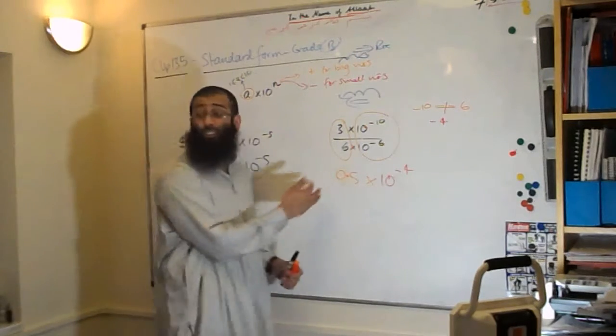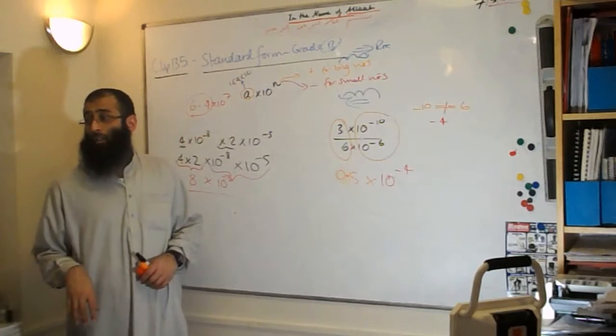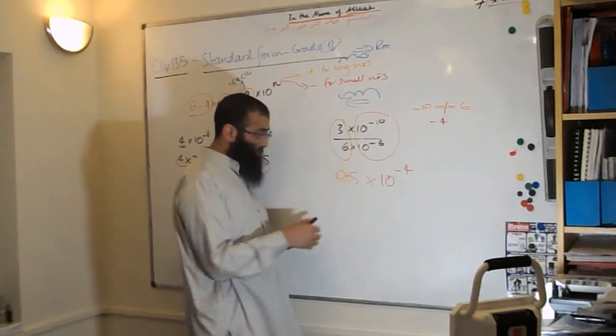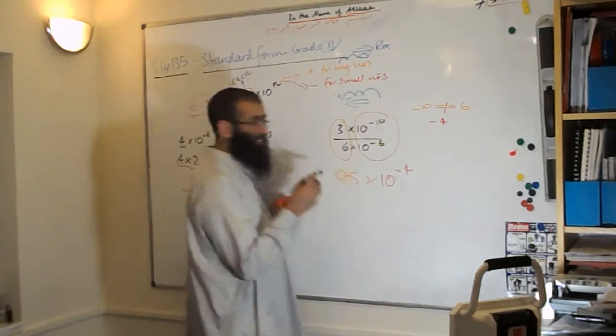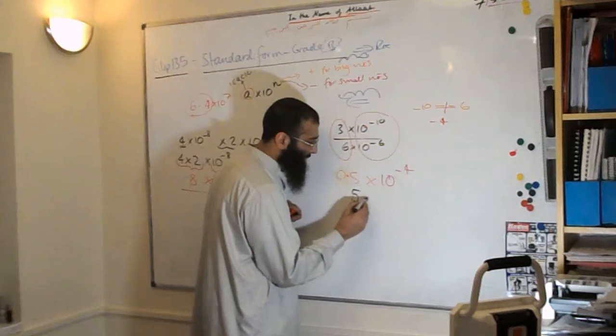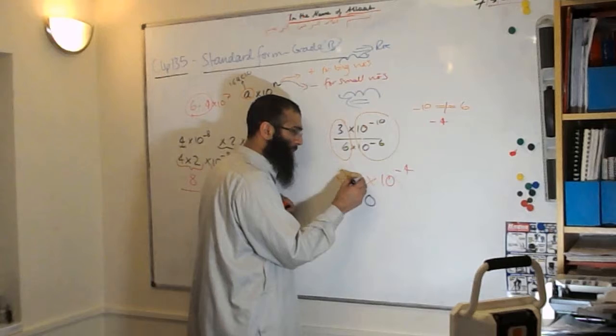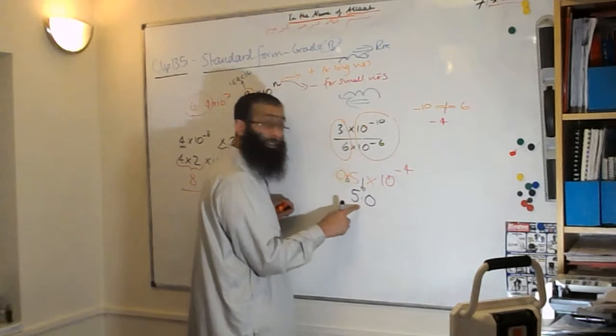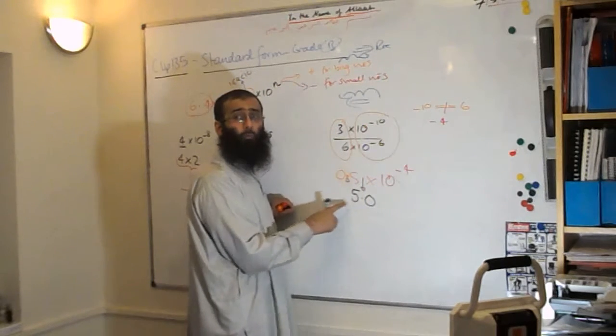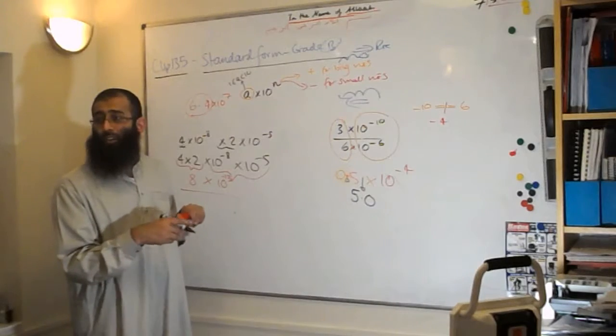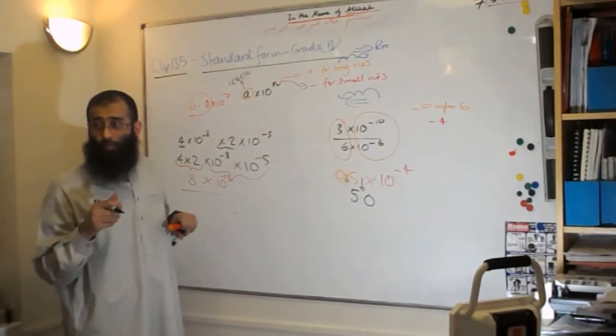So we need to do a bit of an adjustment. Okay? So now we got to think 0.5 should really be, what should it really be then? It should really be 5.0. So the decimal point is currently here, but we want it to be there at the end. So we have to modify it. We have to adjust it.